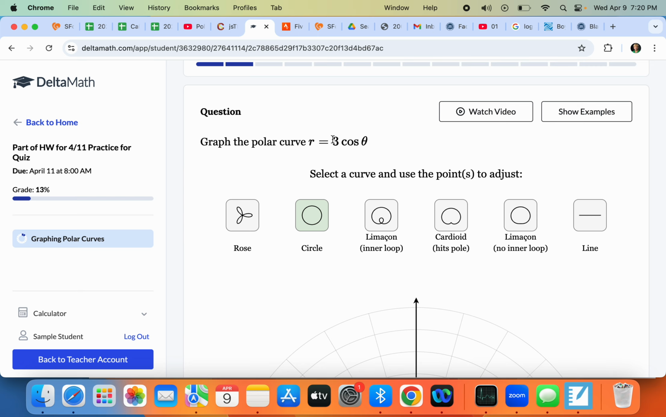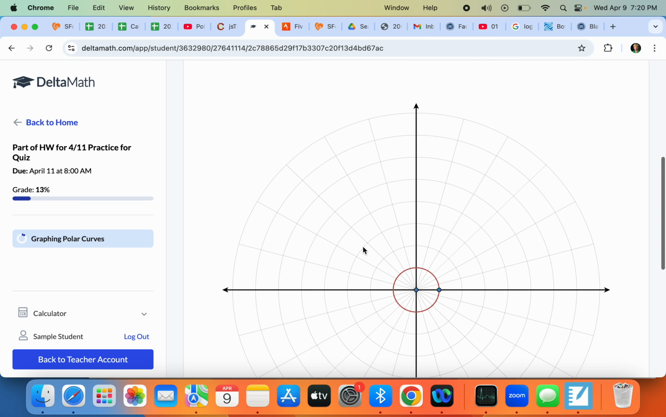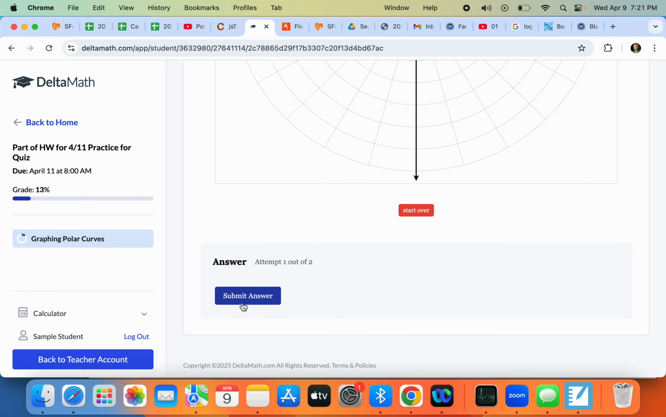All right, now this gives us the diameter. It's a cosine, which means it's going to be heavy on the x-axis, and it's a positive cosine. So I'm going to pick a circle, and I'm going to move this over here, and I'm going to make it have a diameter of 3. So you have to be careful. I have to shrink this down, and you have to be careful to make it land with a diameter of 3. That might be close enough for Desmos to check, for Delta Math to take it.